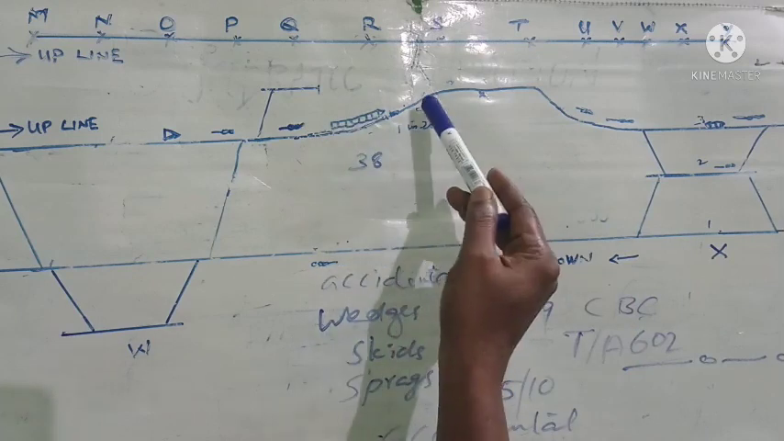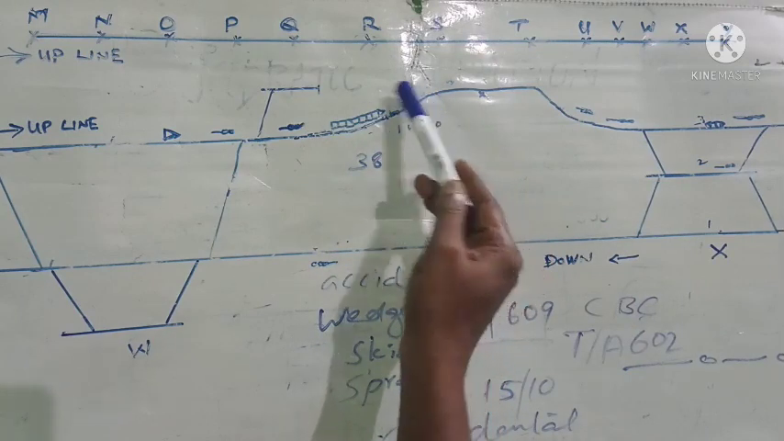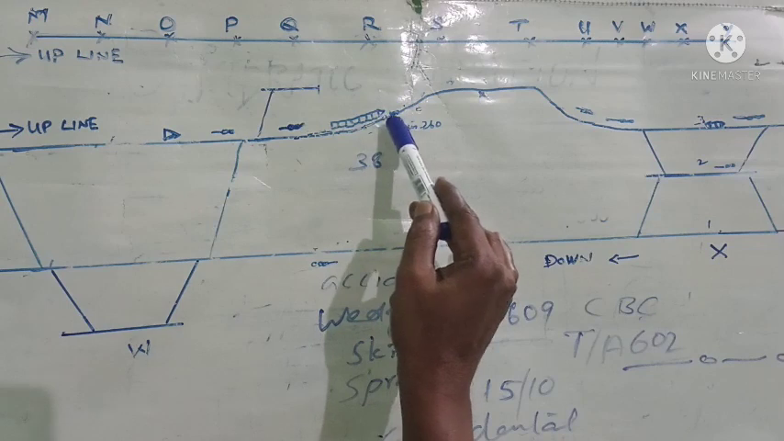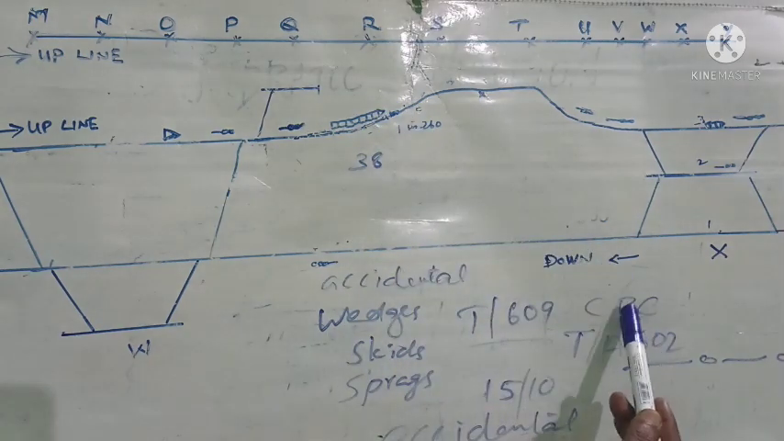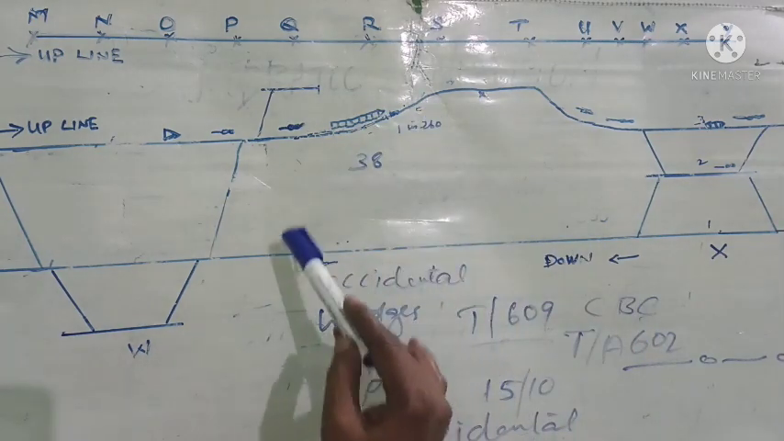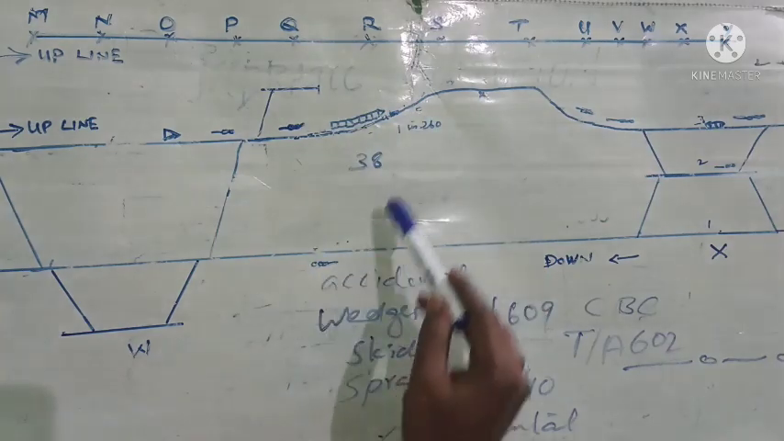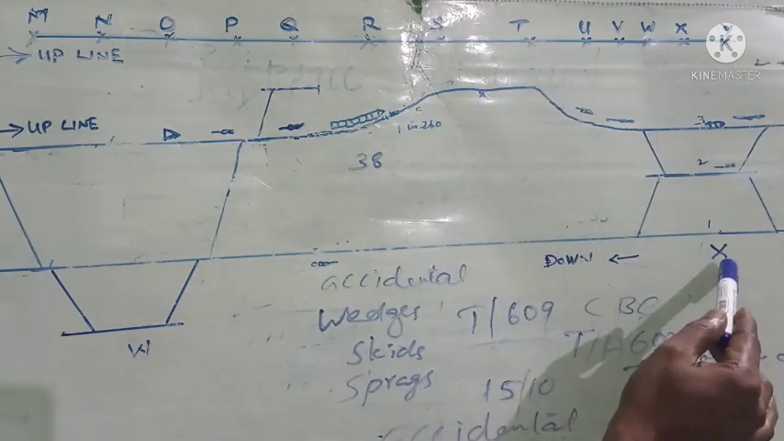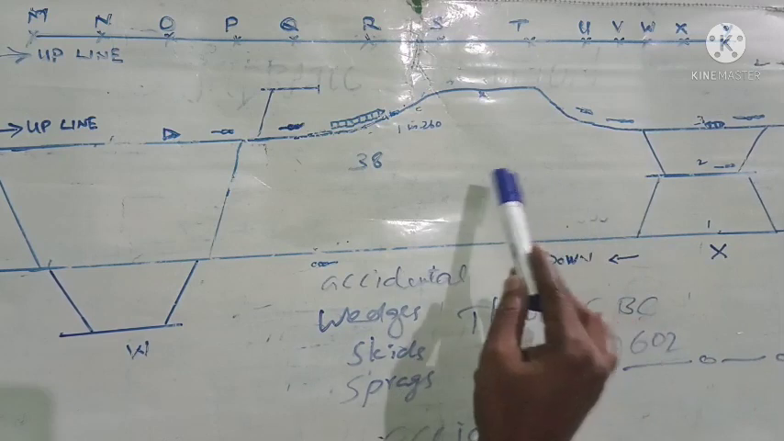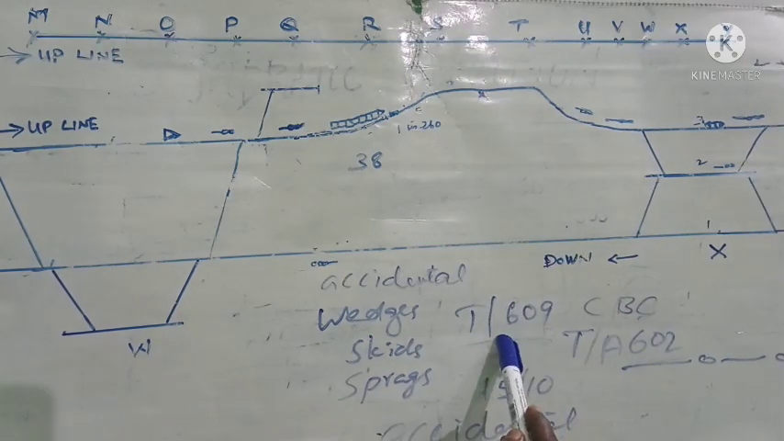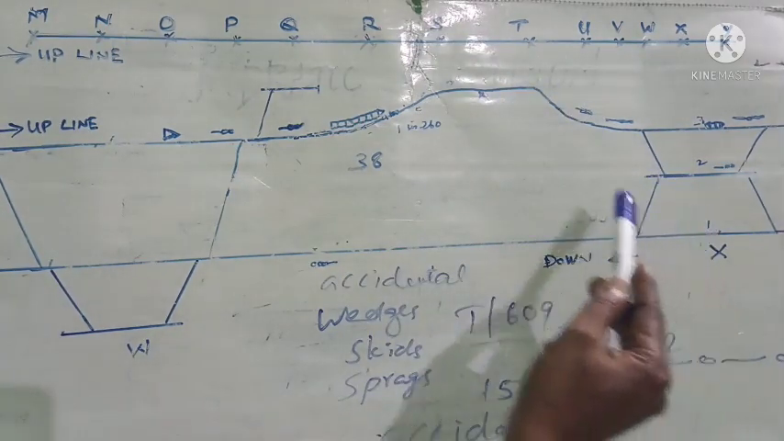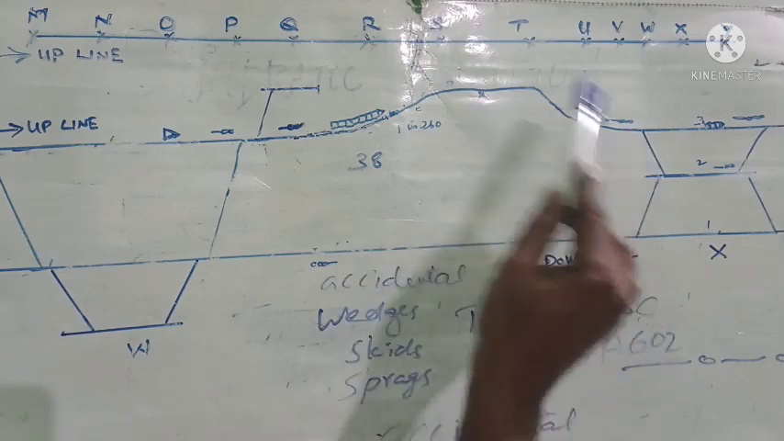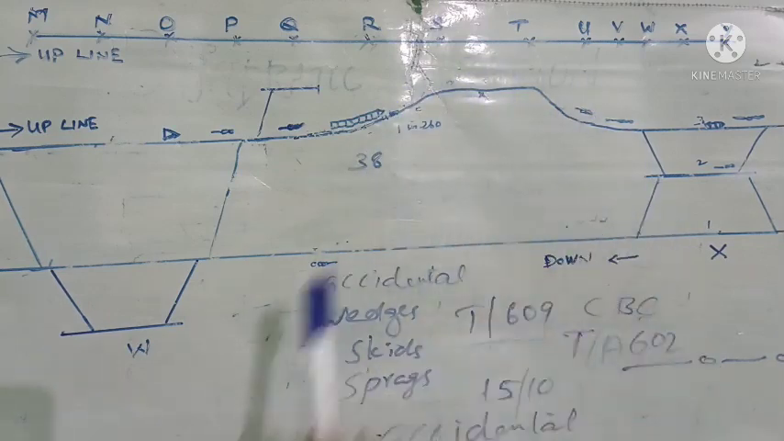If after parting the two portions are near but it is unable to couple because of something wrong with the CBC coupling, it is not possible to couple the two portions, but the first portion can leave towards station X on T-bar 609. This is how the accidental parting of the goods train is managed.